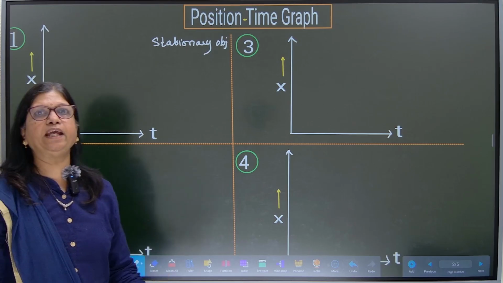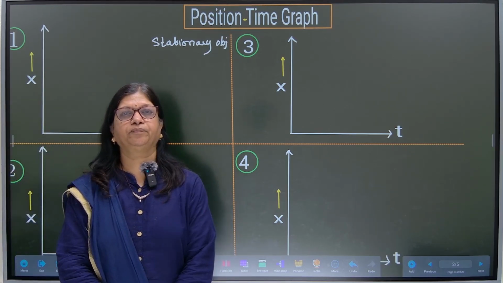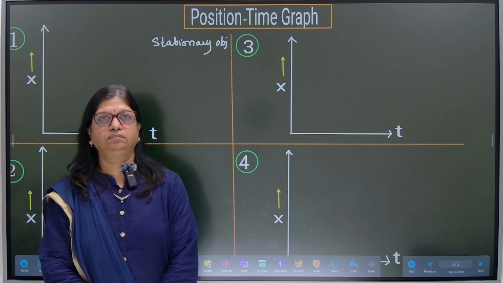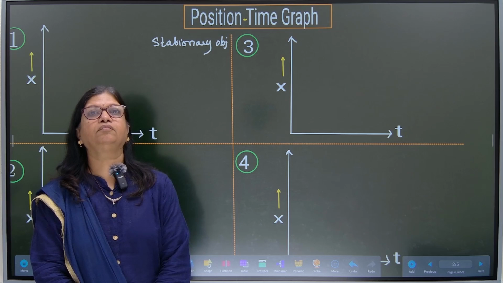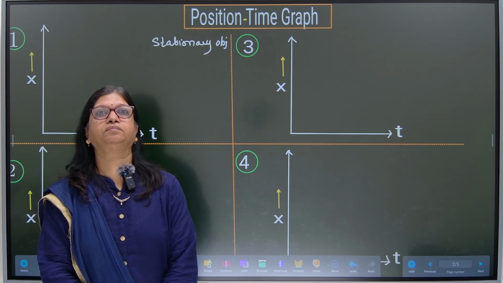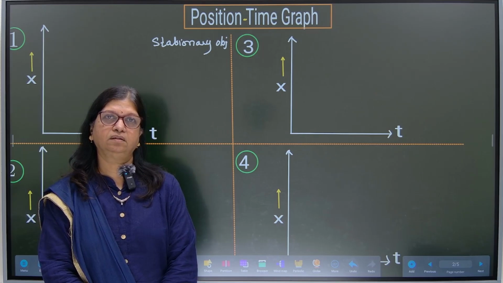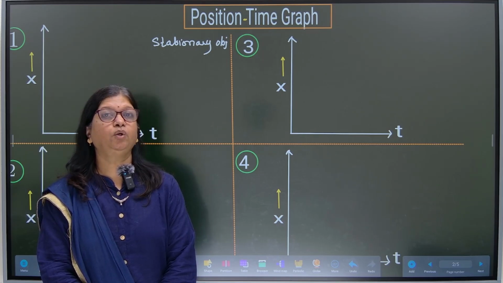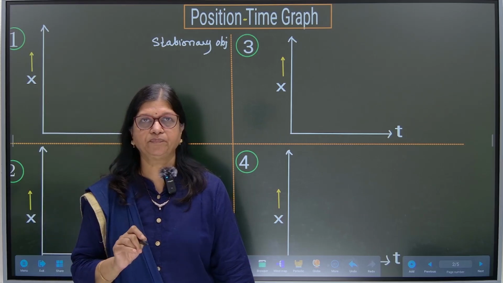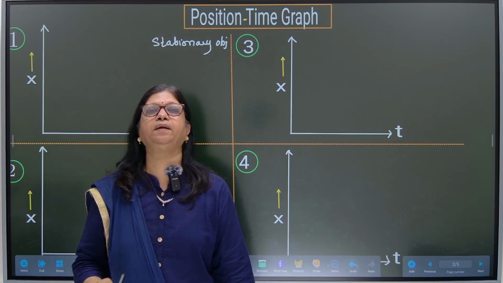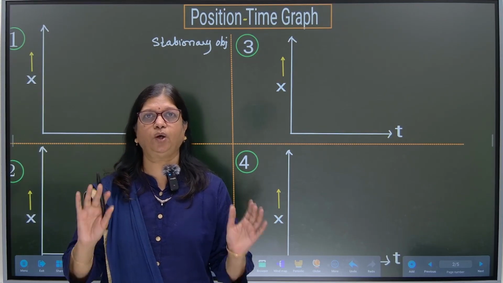So if a body is stationary, consider myself. I am standing here. I am still standing here. I am still standing here. Is the time passing away? Yes. But is my position moving? No. What does it mean? As time changes, if the position of the body remains the same, then it is a stationary object.